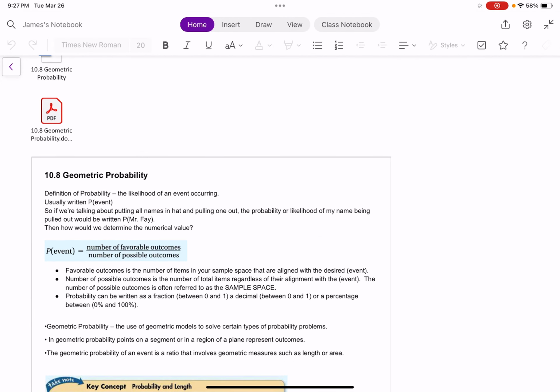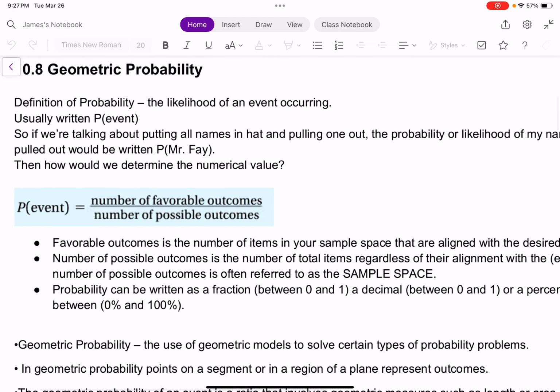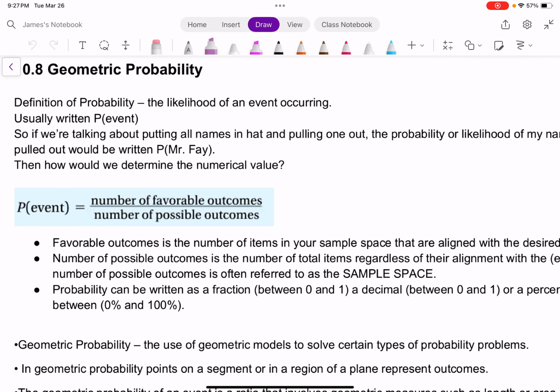10.8 talks about geometric probability. And the basis of this is our definition of probability, which is the likelihood of an event occurring, which you're going to see typically written as this here. They'll use a capital P, and then whatever word, or sometimes they'll just use a singular letter, that defines the event.